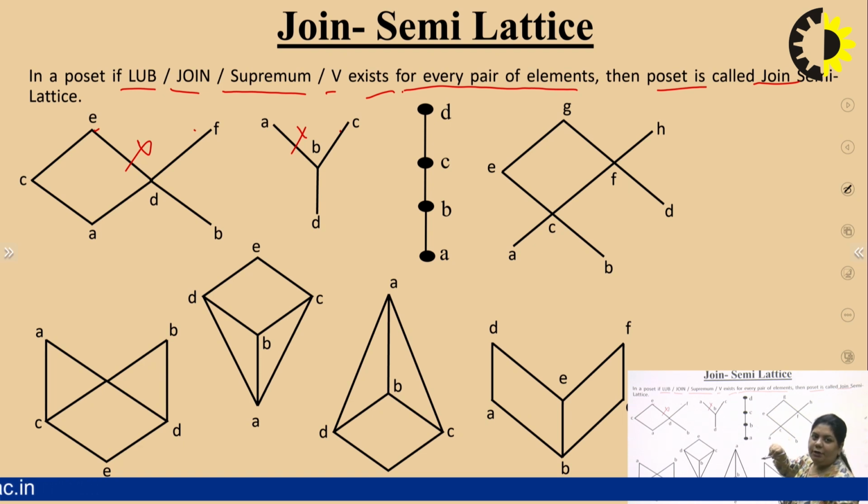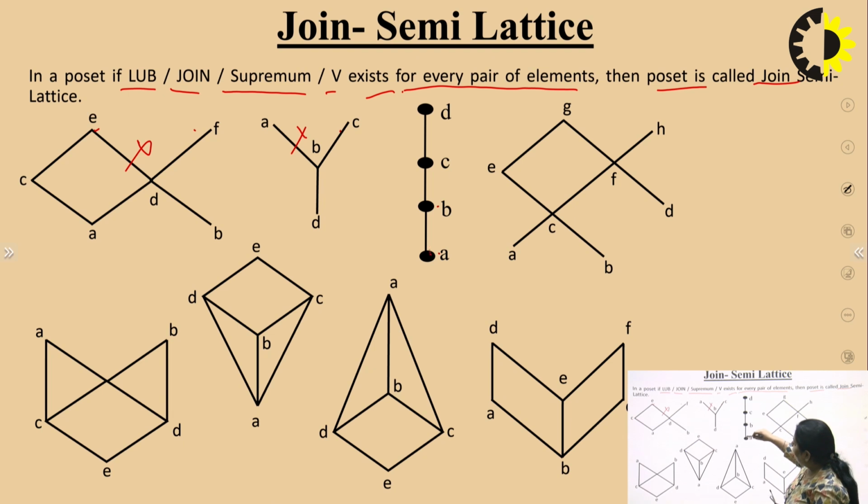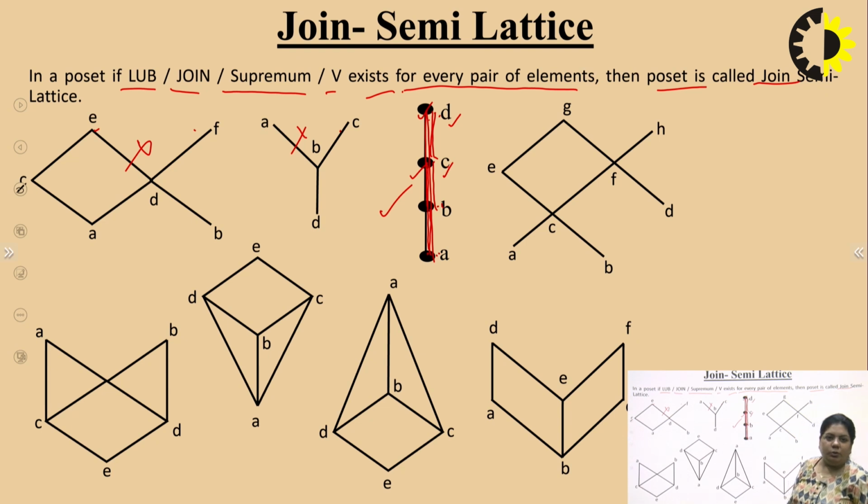Now search for each and every pair of elements. For A and B, the very first point of meeting is B, so its least upper bound is B. For B and C, the very first point of meeting is C, so C will be its least upper bound. For C and D, the very first point of meeting is D, so D will be its least upper bound. For A and C, the very first point of meeting is C, so C will be its least upper bound. For A and D, D. For B and D, D. So for each and every pair we are getting the join, or the least upper bound, so this will definitely be a join semi-lattice.